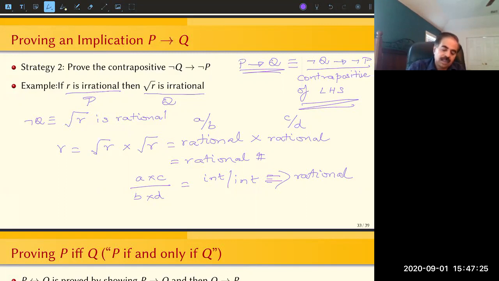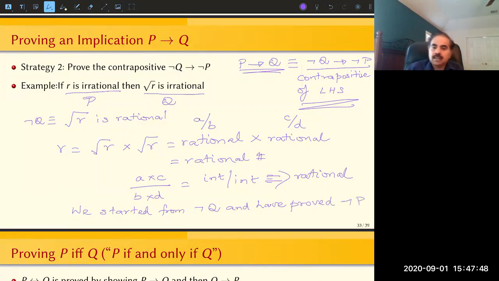So we started from not Q and have proved not P, right? So we have proved the contrapositive. So we have proved this statement, and therefore we have proved the implication. Okay, any questions?